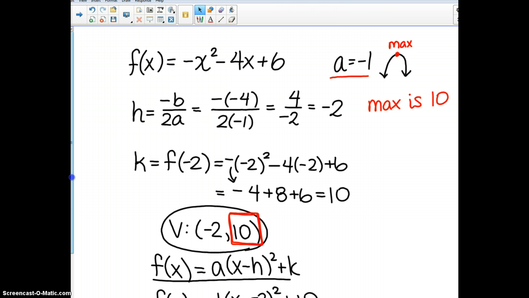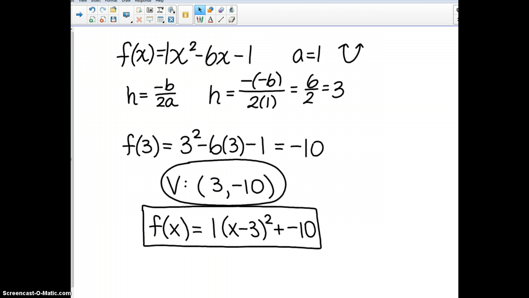The maximum or the minimum for every problem that you do is going to be the y-coordinate of your vertex. You will say that it's a maximum value if the parabola opens down. You will say it's a minimum value if the parabola opens up. So over here on this first one in this video, since the parabola opens up, we know we're going to have a minimum value. And we know that that minimum value is going to be whatever the y-coordinate of the vertex is, which in this case is negative 10.